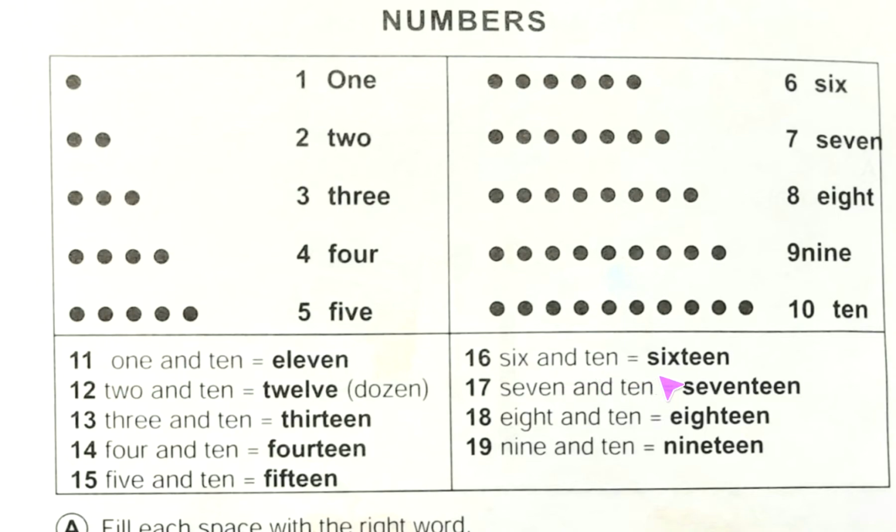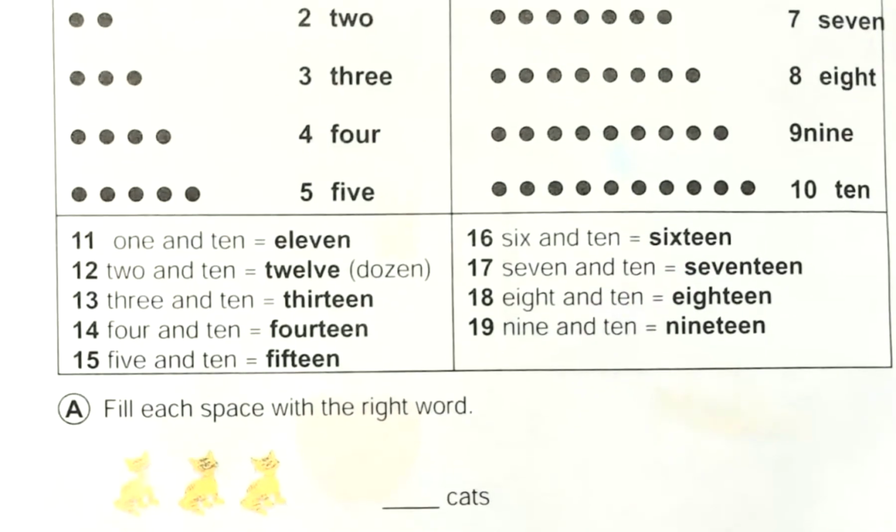6 and 10 is called 16. 7 and 10 is called 17. 8 and 10 is called 18. And 9 and 10 is called 19. So in all the places, on one side it's written in number, and after that it is written in word here also. So after reading this, we will do one exercise here.